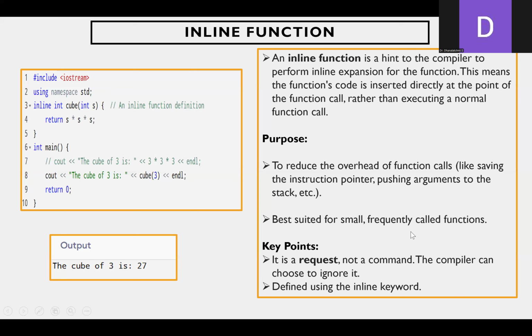That's the purpose of this. And it's a request, not a command. The compiler can choose to ignore it also. So we have to define it using the inline keyword. Finally, I could say that inline functions make your code cleaner. They reduce the overhead of function calls, but they are best used for short and simple functions. You can't always use them; they are not preferable for bigger functions and very complex code.